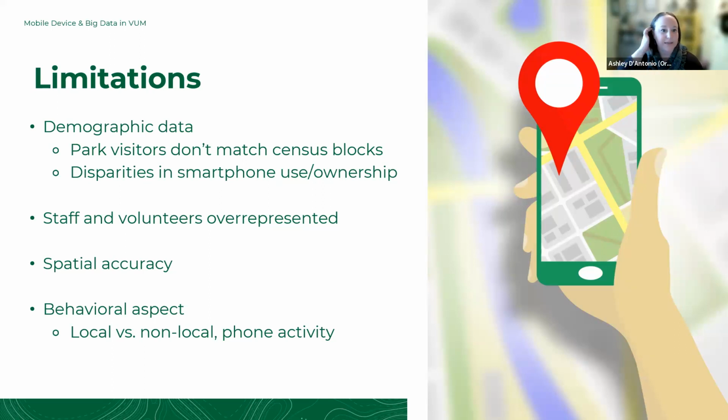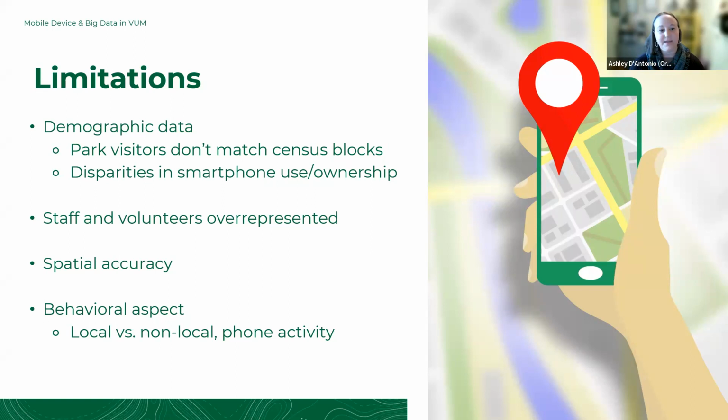There's also some disparities in smartphone use and ownership. Pew Research studies indicate that most folks in the US do have a mobile device, but we have less use of mobile devices in older populations and in some low-income populations. So we want to keep that in mind too. Some studies have also shown that the data can overrepresent the behaviors or use numbers of staff and volunteers. So if you have your staff coming there every single day and spending a lot of time, some of the numbers can get inflated from that staff member's device constantly coming into that park or protected area.